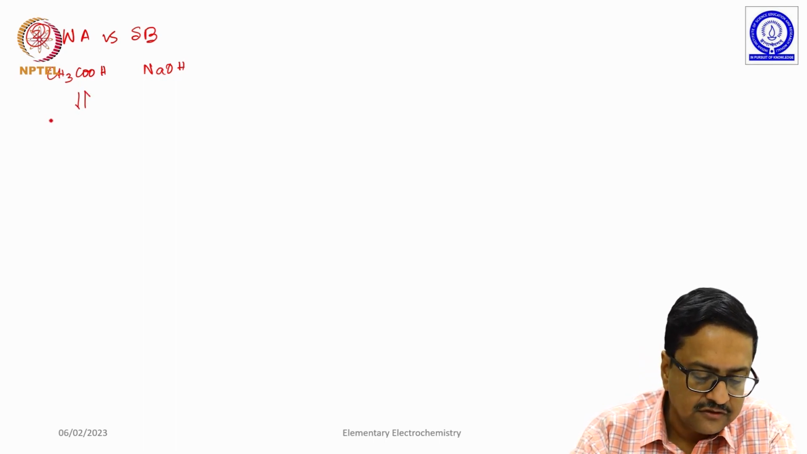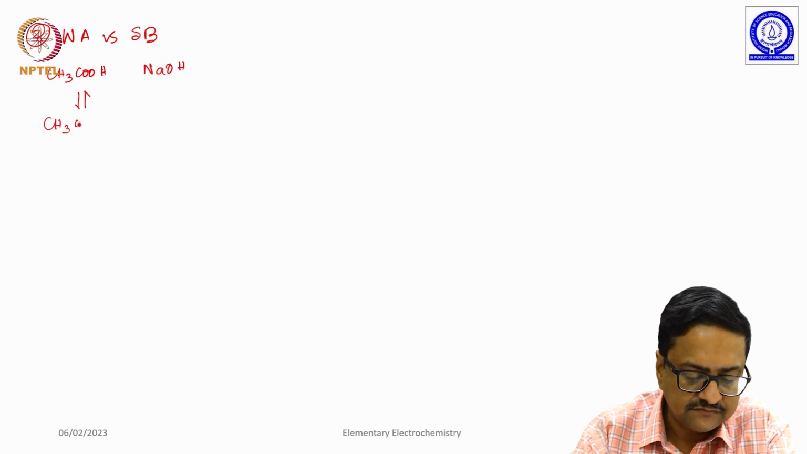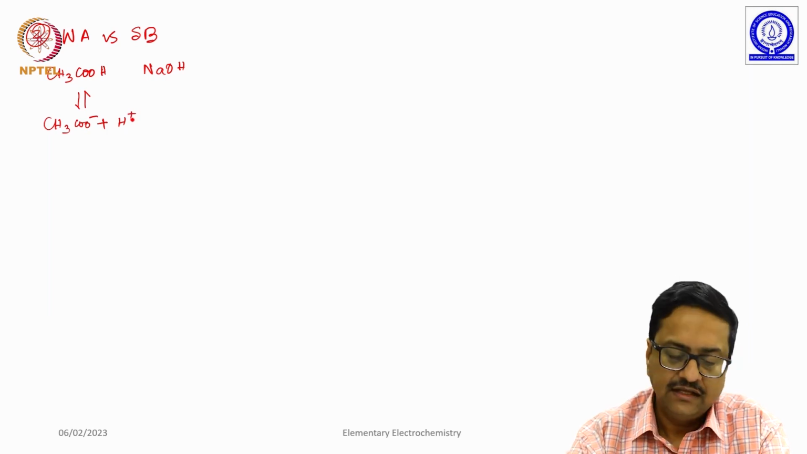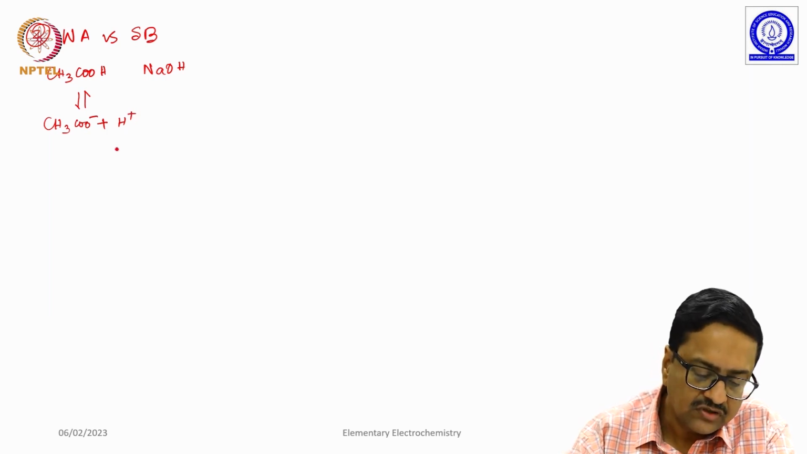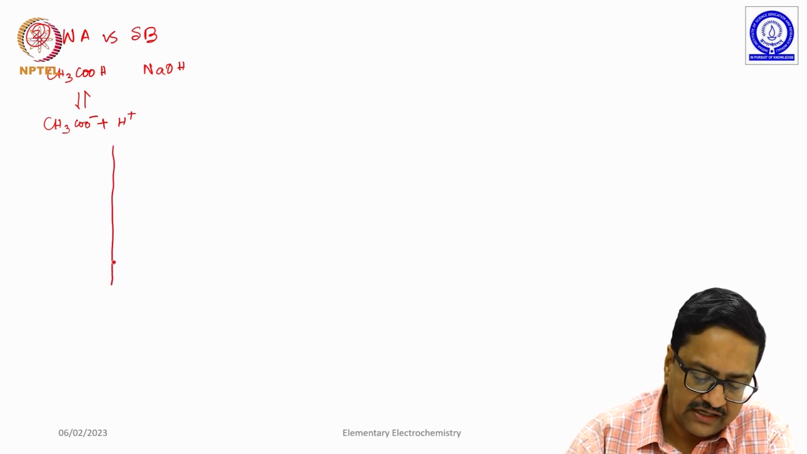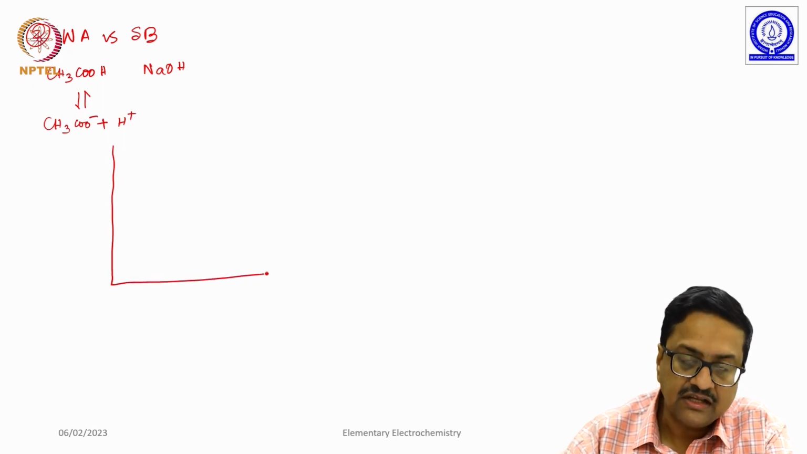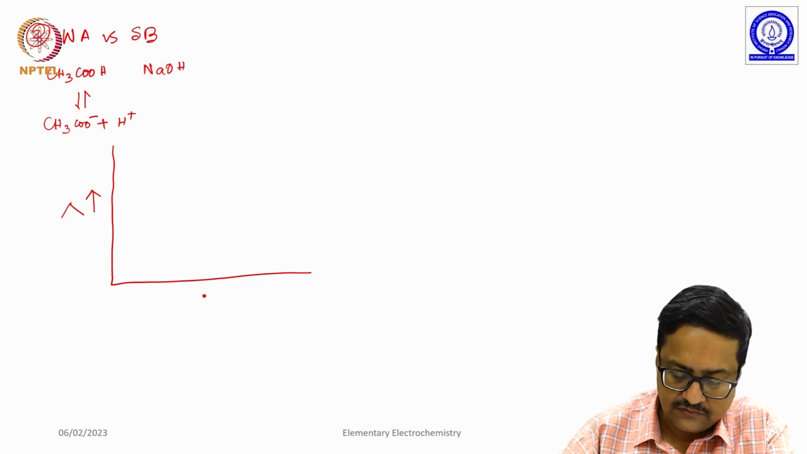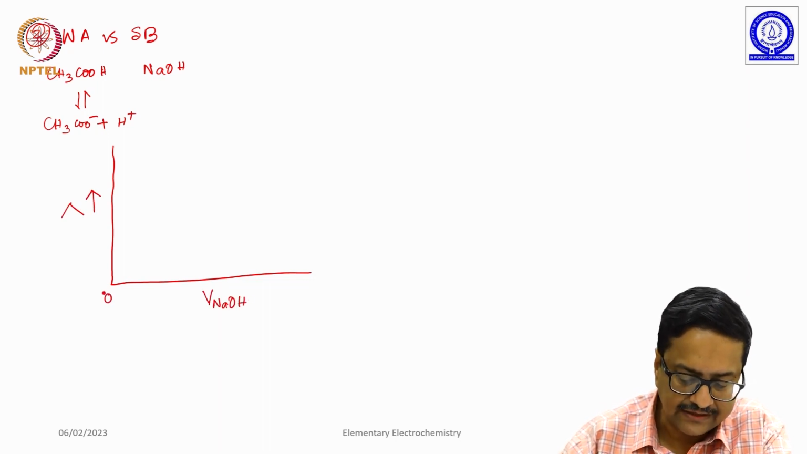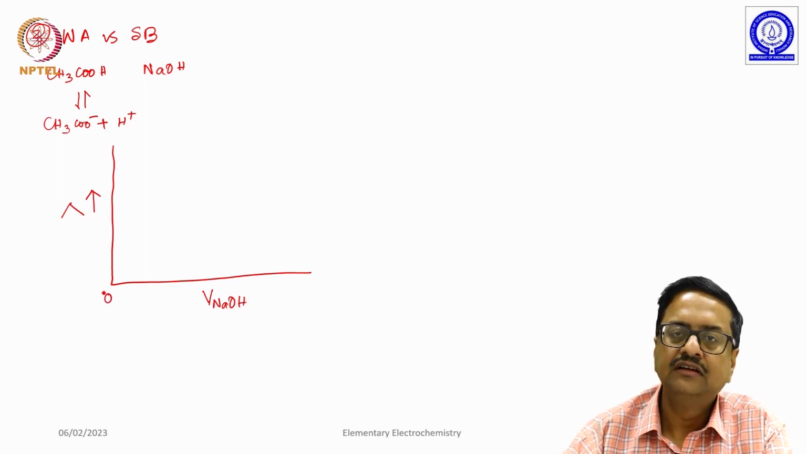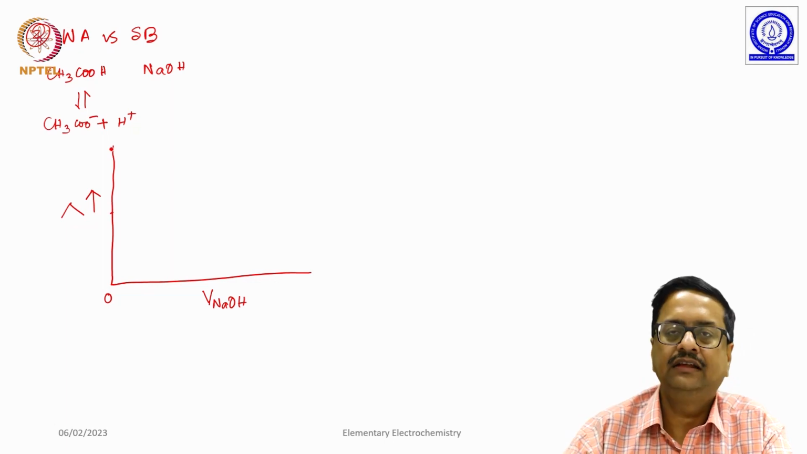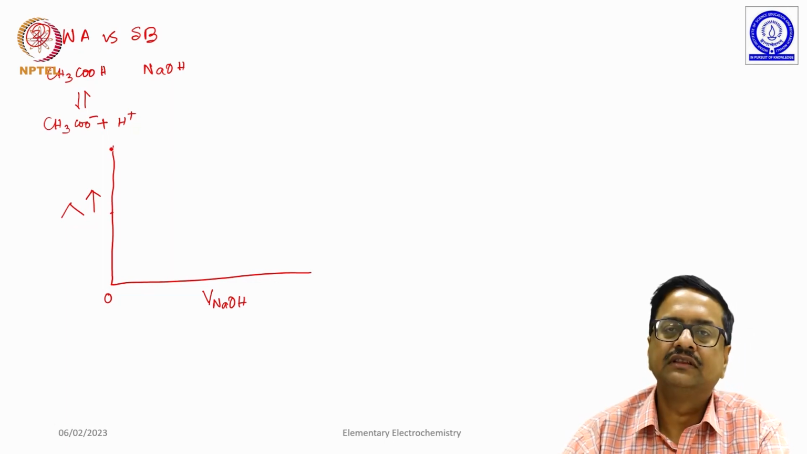It stays partially dissociated like this. As a result, the solution without any NaOH addition will not have very high conductivity. So, when we have not added any sodium hydroxide solution, the conductance should be moderate, not very high, as was the case with HCl.